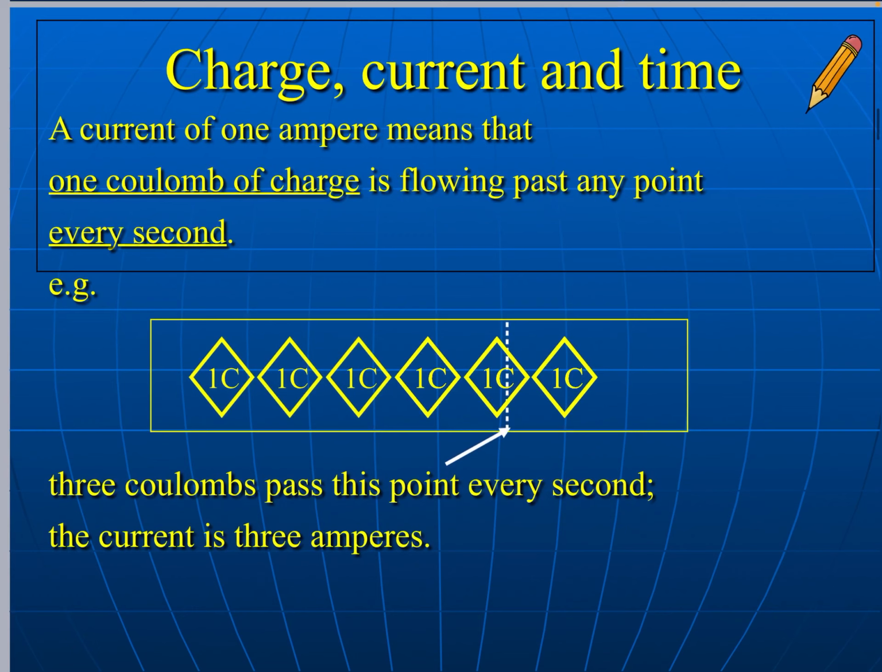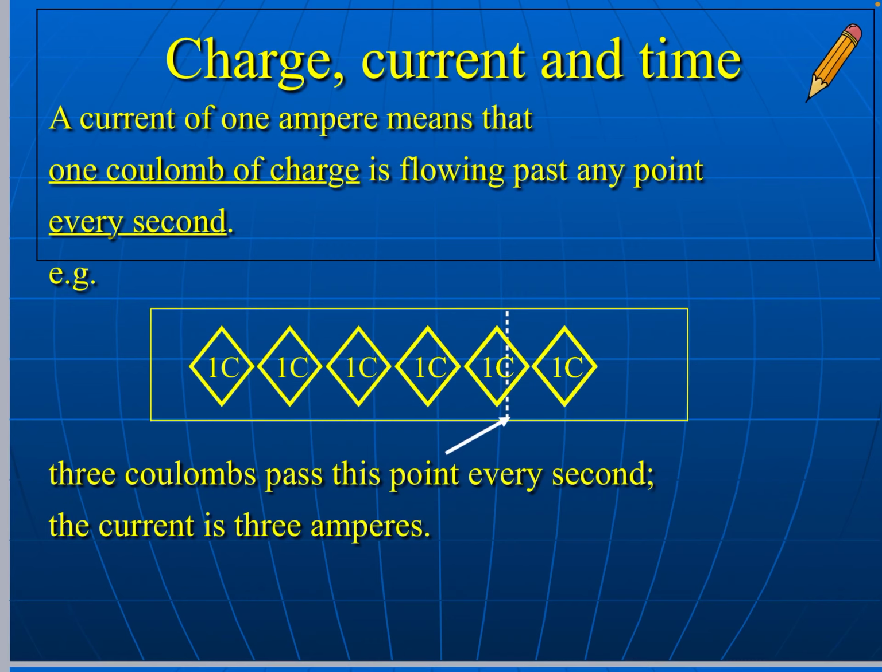Basically, a current of 1 amp means that you've got 1 coulomb of charge going past the point every second. So the charge is how many electrons you've got, and the current is how fast they're flowing, basically how many you've got in 1 second. So if you've got 3 coulombs going past the point every second, that would be 3 amps for your current. So 1 ampere, or 1 amp, is 1 coulomb of charge every second. The current is the rate at which they're flowing.